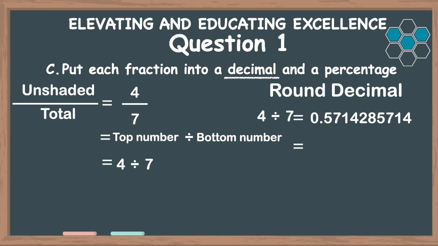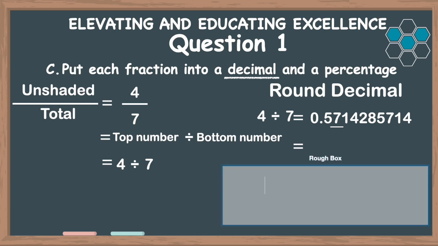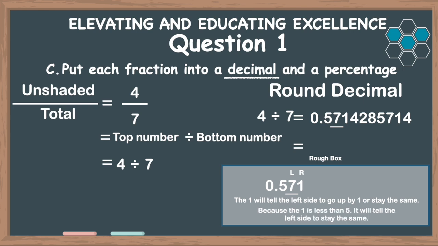So in rounding this number, we're going to round it to 2 decimal places. Therefore, let's underline the 7. Let's draw a rough box. And in this rough box, we're going to write 0.71. Then we're going to label that left side, right side. So the right side is going to tell the left side what to do. The 1 will tell the left side to go up by 1 or stay the same. Because the 1 is less than 5, it will tell the left side to stay the same. So the answer is 0.5.